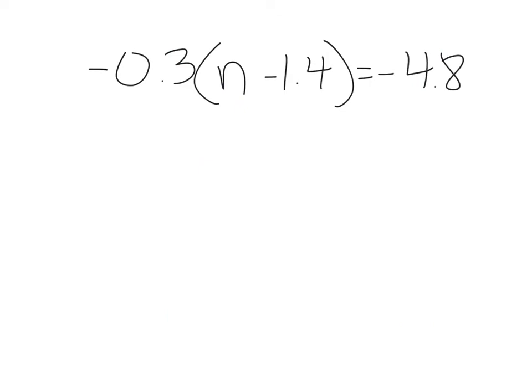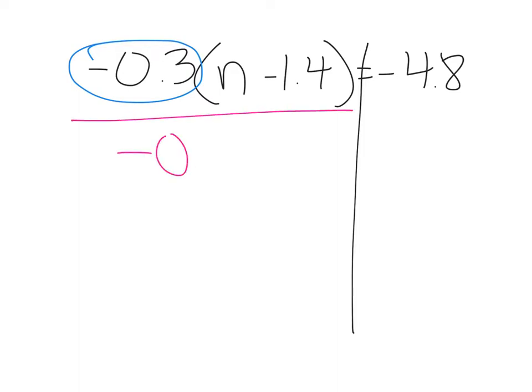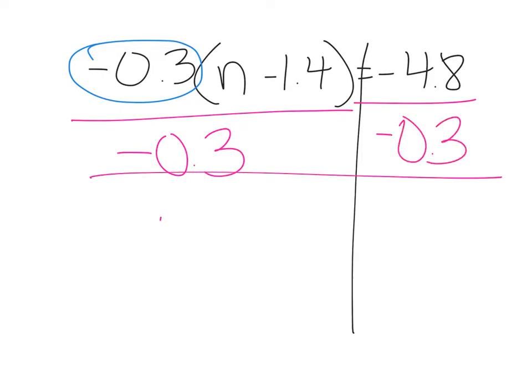Checking out this one, I'm going to go ahead and draw it. We're going to try and get rid of this part first. Thinking about what my inverse would be, I'll divide both sides by -3/10. So then we have n minus 1.4.